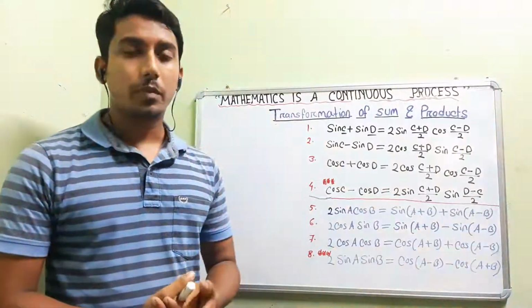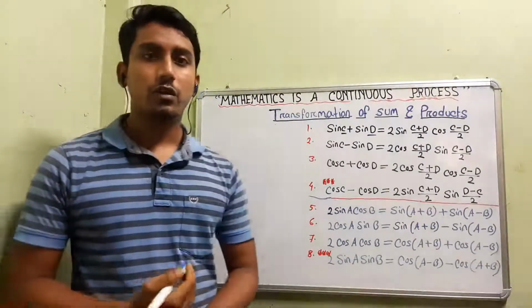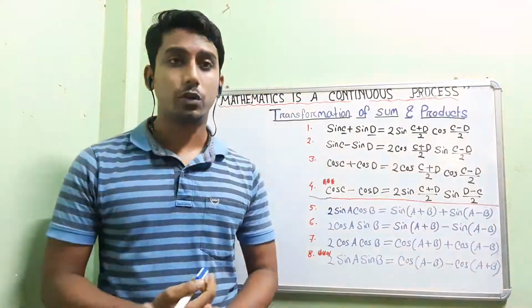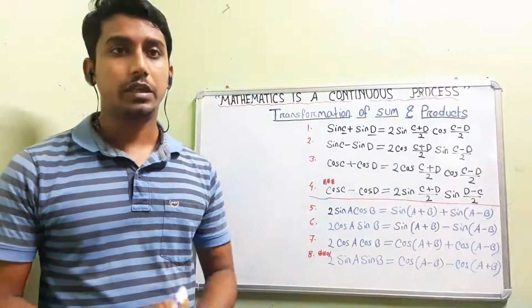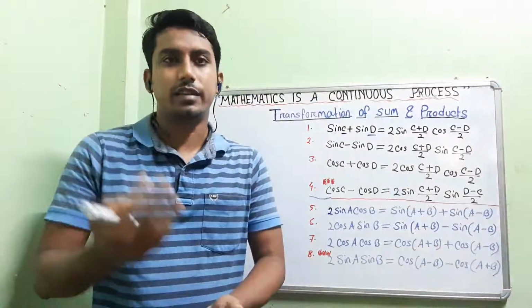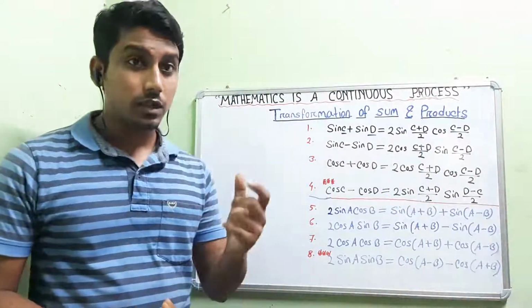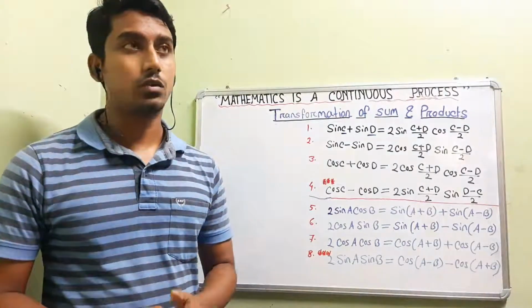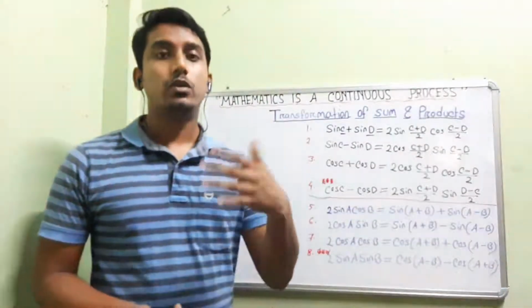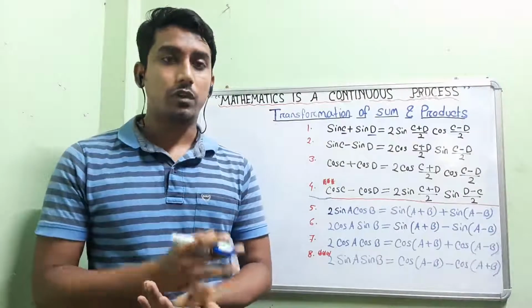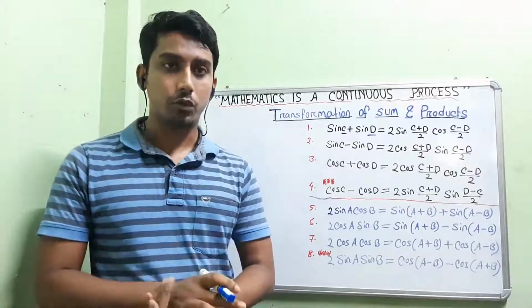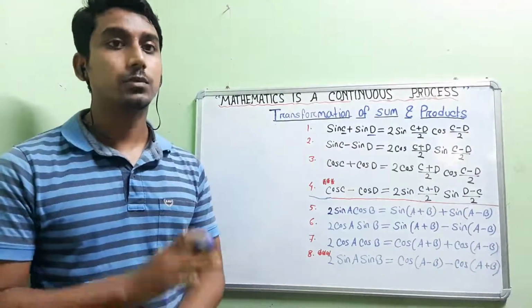In the first topic we learned how to find the values of trigonometric functions for some obtuse angles like sine 120 degree, cos 120 degree and greater than that, isn't it? Using the concept of quadrants we found the values of trigonometric functions for those obtuse angles.